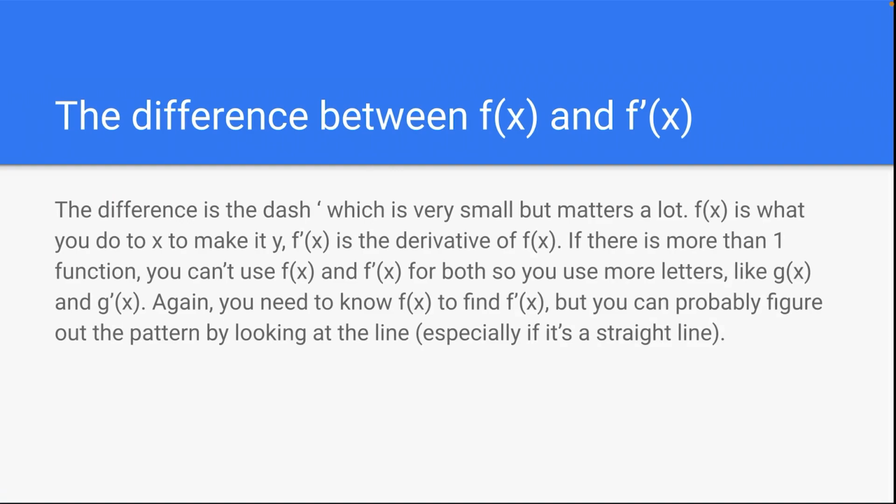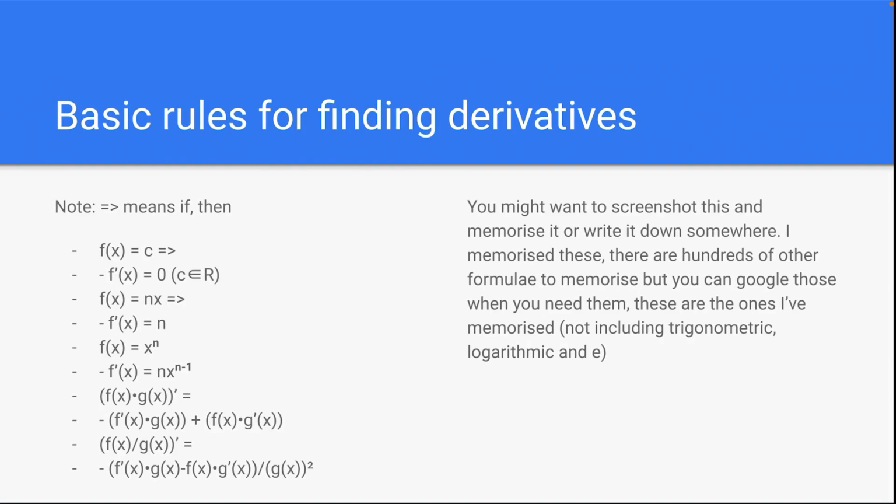And you need to know f of x to find f dash of x, but you can probably figure out the pattern by looking at the line, especially if it's a straight line. Well, you do have to have the measurements though. If you don't have the measurements, you can't figure out anything. Basic rules for finding derivatives. Screenshot this because I am moving on, but you can just Google them, you'll find them.